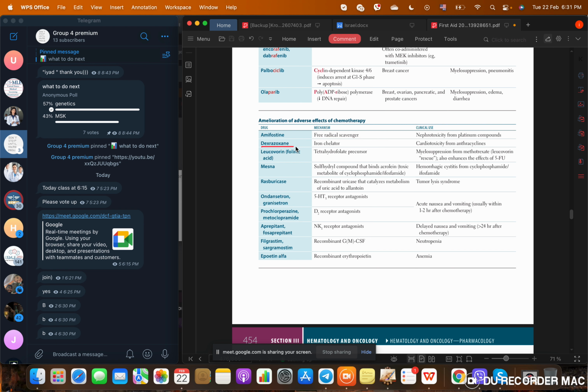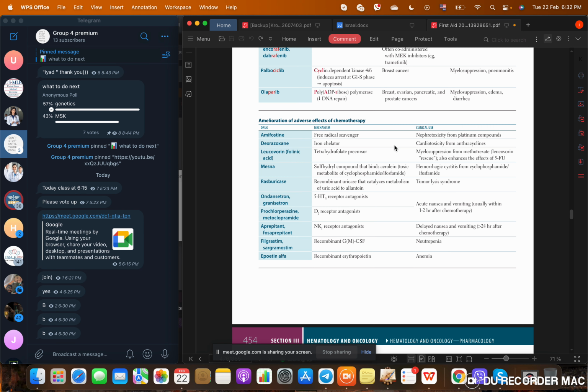The dexrazoxane decreases the risk of having cardiotoxicity, a dilated cardiomyopathy caused by the anthracyclines, like doxorubicin, for example. Why? Because it's an iron chelator, which prevents the Fenton reaction from occurring, which is the thing that is actually leading to the dilated cardiomyopathy.